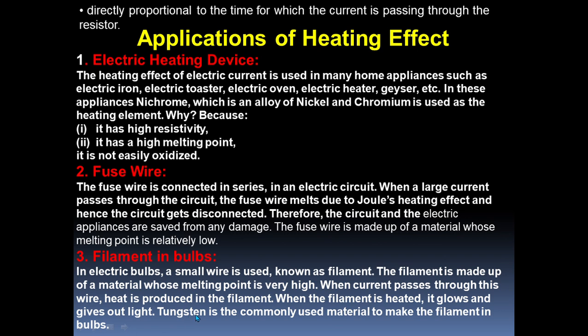Please note it down, children. Tungsten is the commonly used material to make the filament in bulbs. This is a very, very important objective type question. So this is a very, very important application for your 3-mark detailed question as well as the 2-mark question, and also for objective type questions. The next topic.